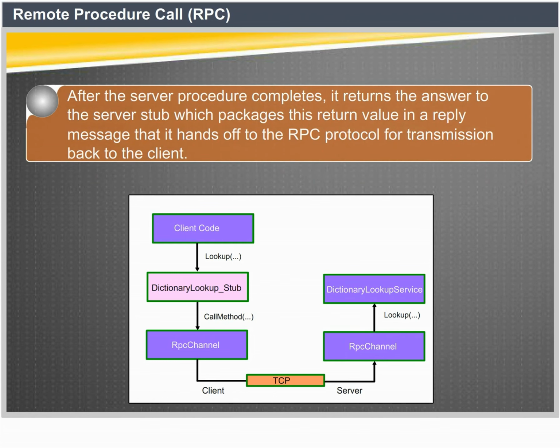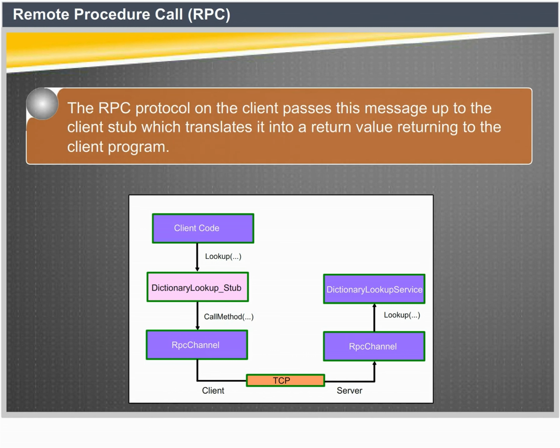After the server procedure is complete, it returns the answer to the server stub, which packages this return value in a reply message that it hands off to the RPC protocol for transmission back to the client. The RPC protocol on the client passes this message up to the client stub, which translates it into a return value that it returns to the client program.